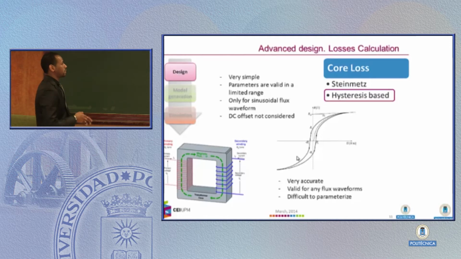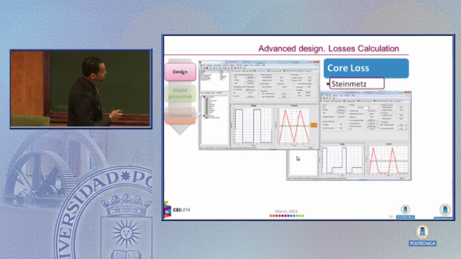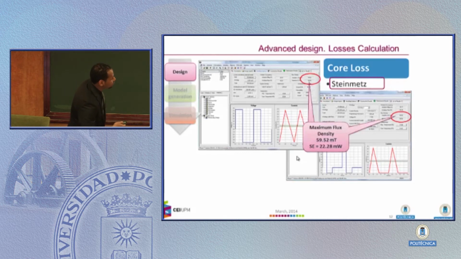So let's go back to the Steinmetz method. If we look at those 2 different examples that correspond to 2 different designs with the same core, material, frequency, but with different excitation, let's say, the maximum flux density in both cases will be the same. So a Steinmetz equation would give the same value for those different points of operation, let's say.